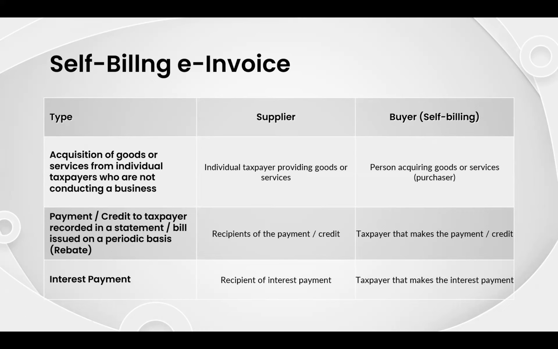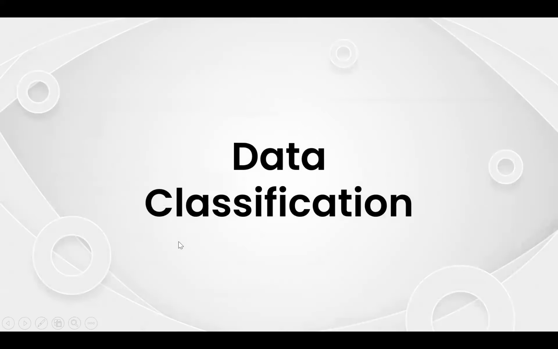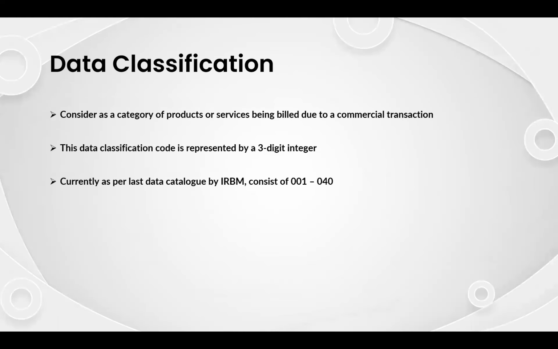like a bank paying you interest, the bank will also self-bill the invoice themselves. So this interest belongs to you. You are not doing business with the bank. So the bank will do the self-billed invoice themselves. Okay. Just now I mentioned data classification.